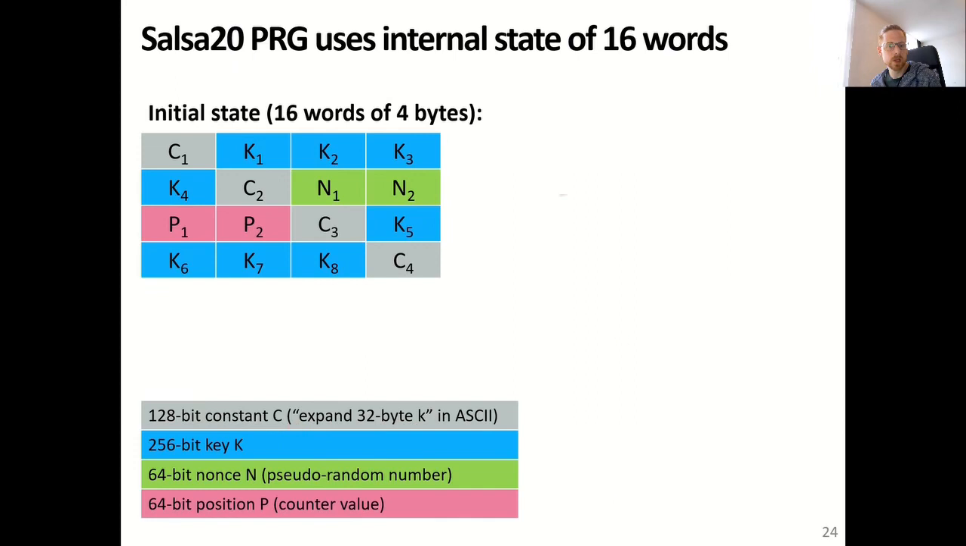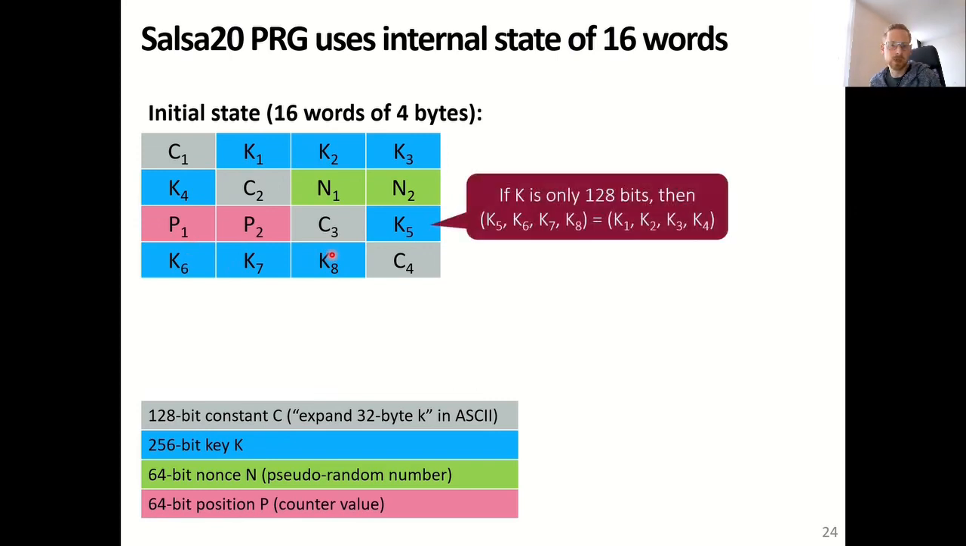Next is our key K. K is normally 256 bits, so it is split into 8 blocks of 4 bytes that are positioned here, here, here, here, here, here, and here. If the key is only 128 bits, then blocks 5, 6, 7, and 8 are just repetitions of blocks 1, 2, 3, and 4. This makes the algorithm, as mentioned, less secure.